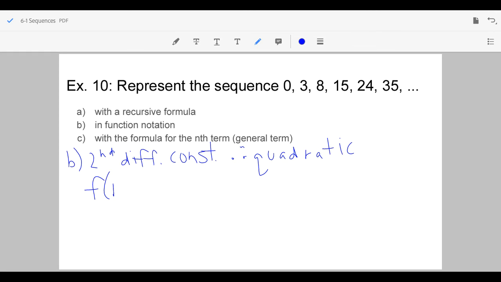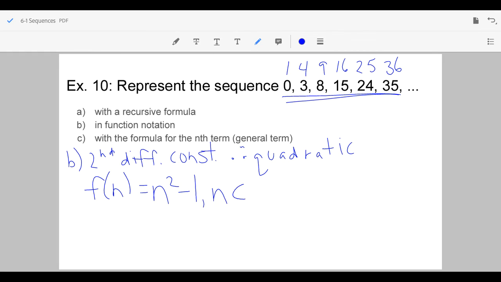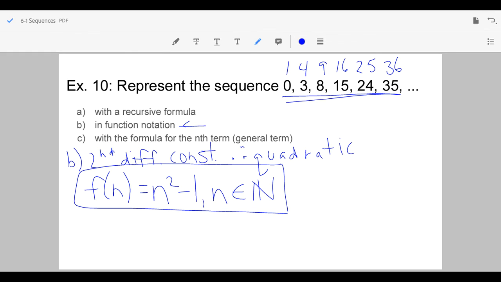All right, second differences means it's quadratic. So f of n is equal to, well, let's look at this. How can we get this? Perfect squares, 1, 4, 9, 16, 25, 36. You notice these are the perfect squares, but subtracting 1. So n squared minus 1, where n is an element of the natural numbers. This is our function notation for part B.